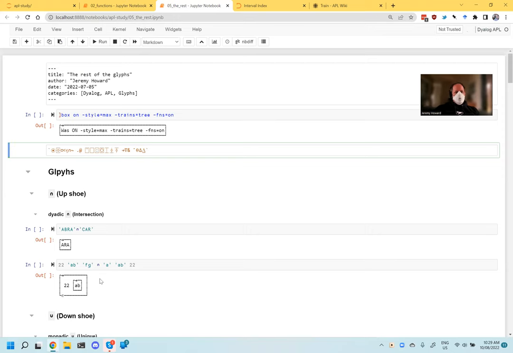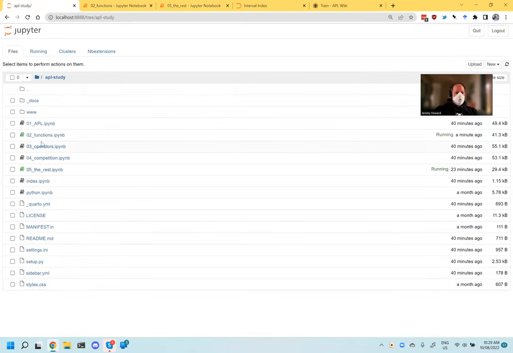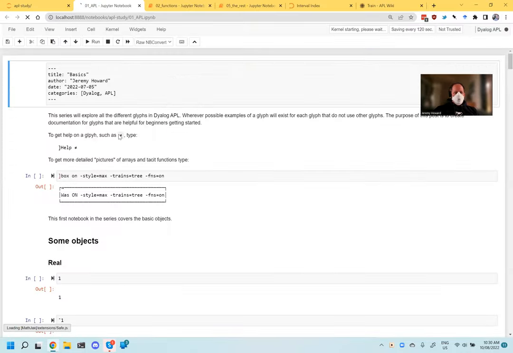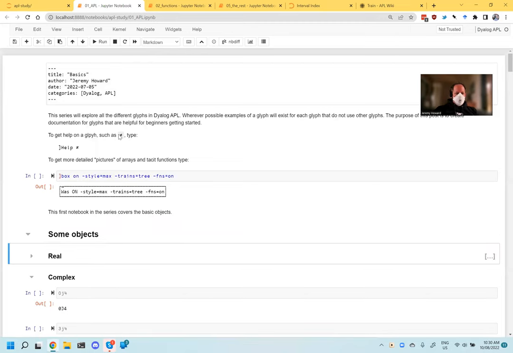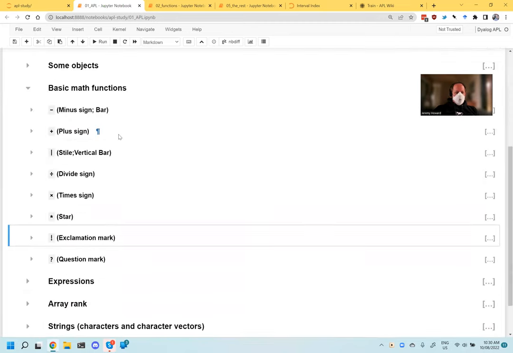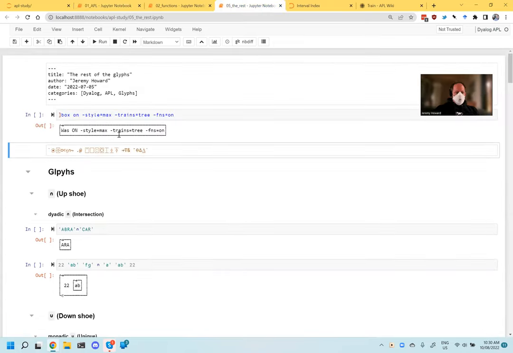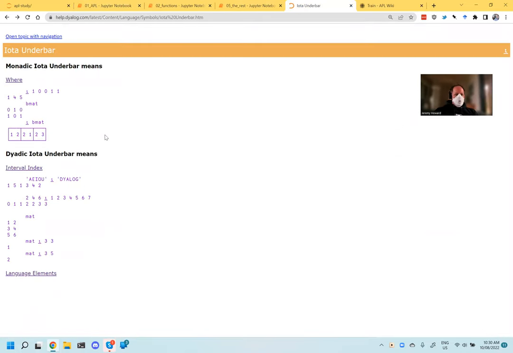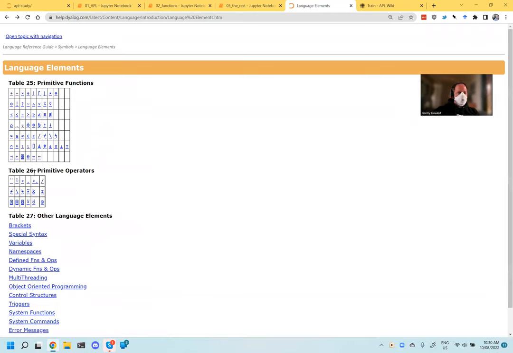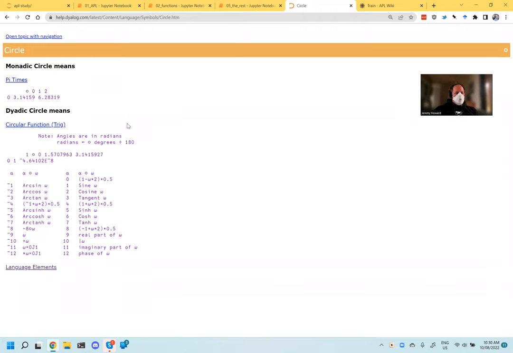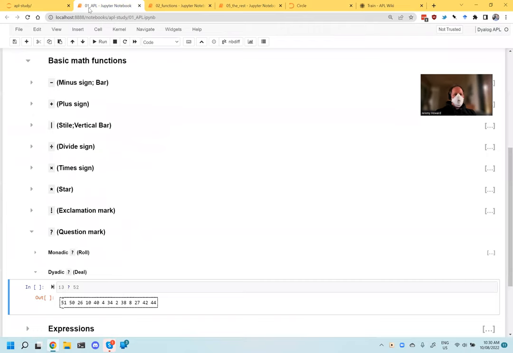Circle. Okay, I wonder if circle should go in the basic math section, because that's circle functions. I can't imagine we're going to need other stuff much. Bit of a big topic, I guess, circle functions. Circle, here it is. Circle, how do we write circle?